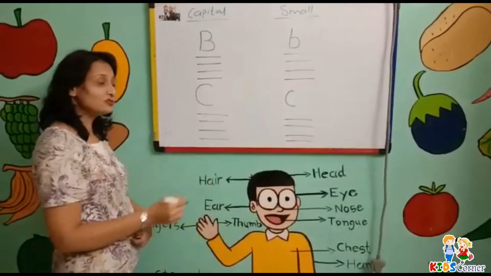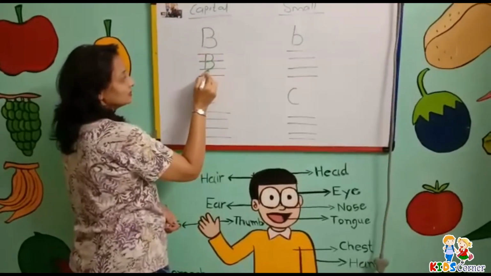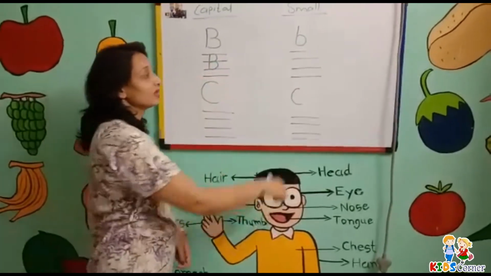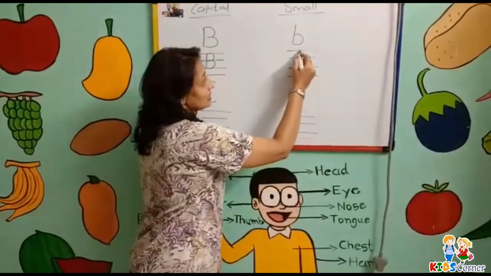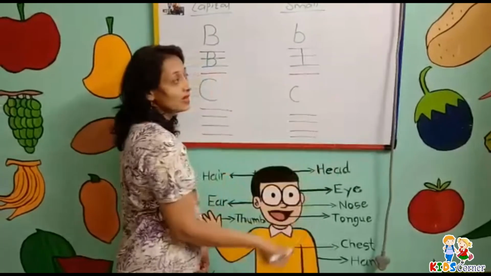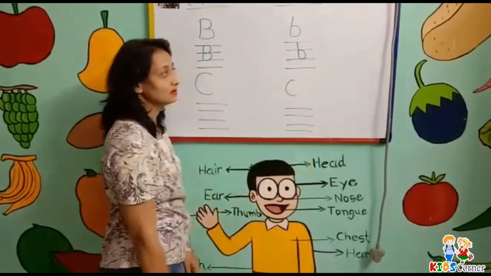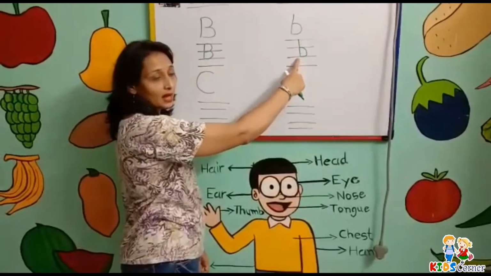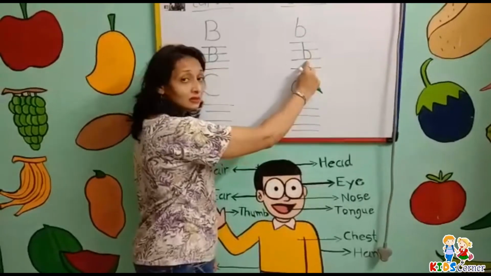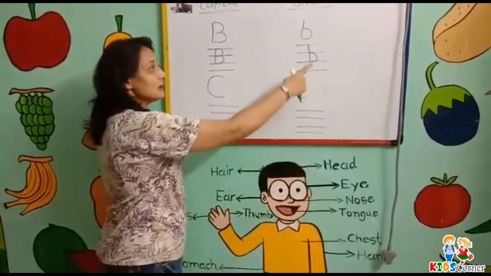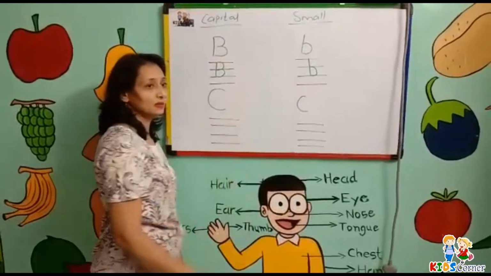Capital B तो you know how to write. We'll start from red line to the blue line. This is capital B and this is small b. Small b will start from the red line to the blue line and we'll make a small curve in the blue lines. Red line to the blue line, a standing line and a small curve in a blue line. This is B.